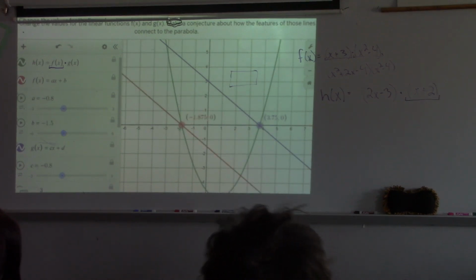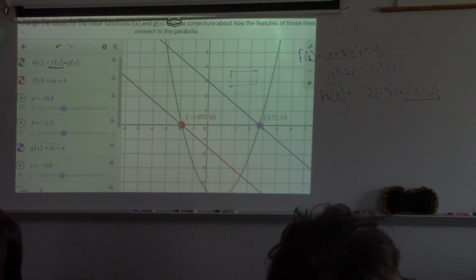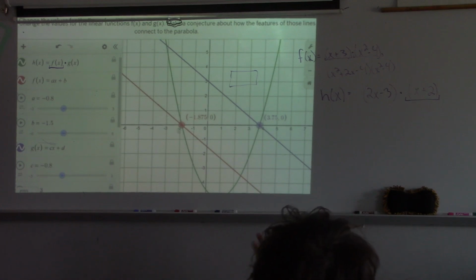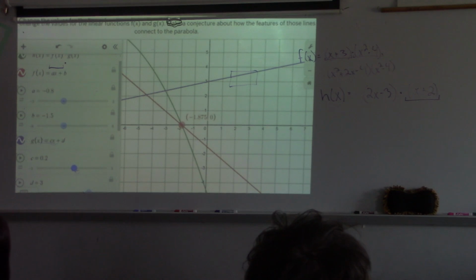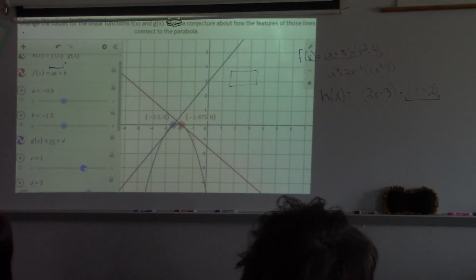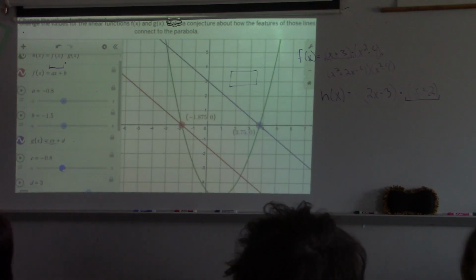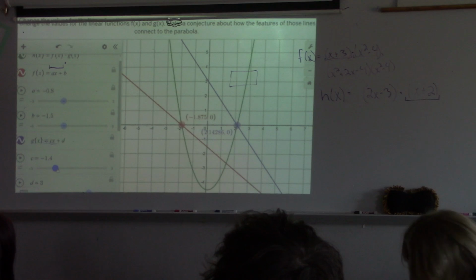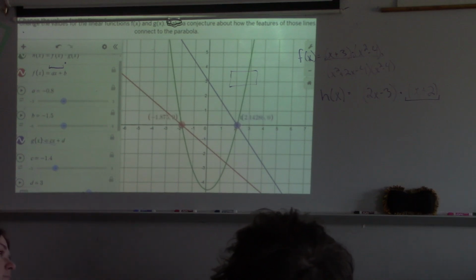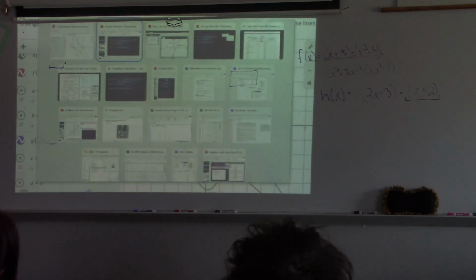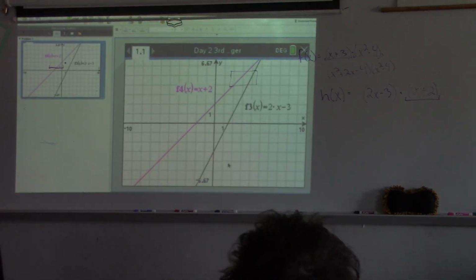Notice how this x-intercept is the same for the parabola and for the line. Bakari, hold on. When I look here at that purple g of x, doesn't that parabola share the x-intercept with the line? Yes.